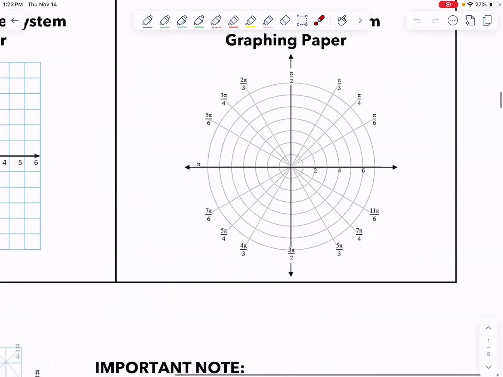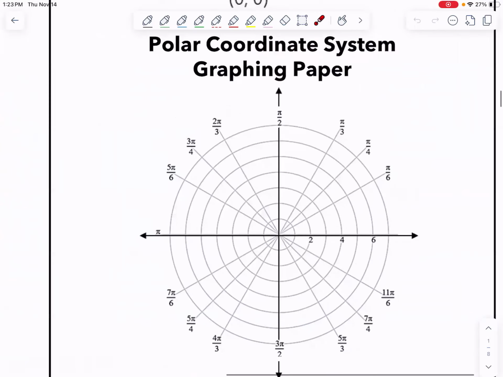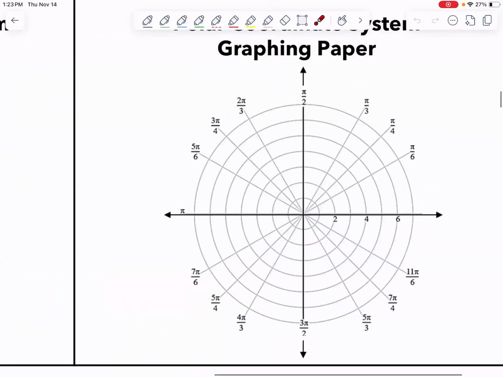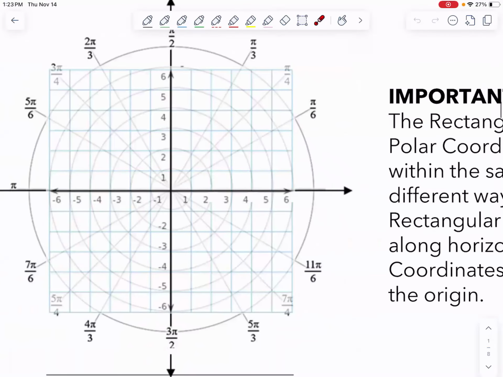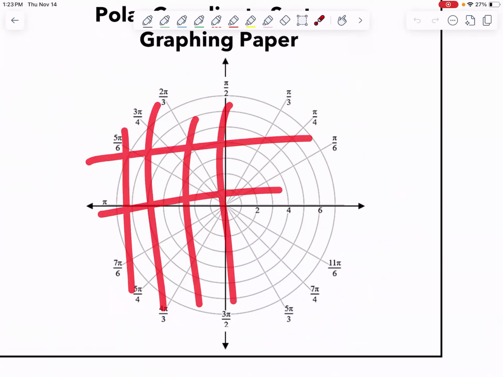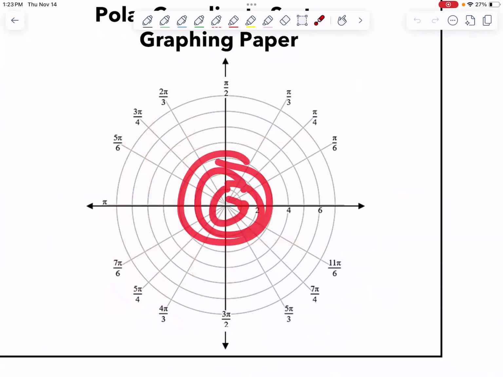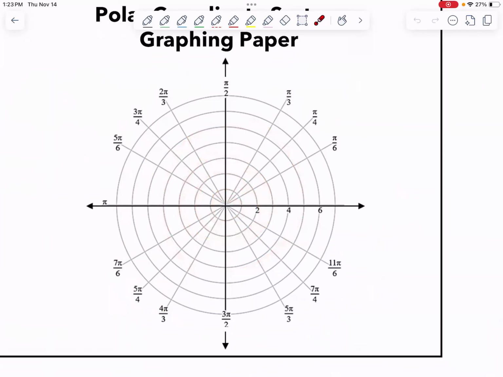And polar graphing paper looks a little bit like this, something we're not super used to. But you have the x-axis here with your 1, 2, 3, 4, 5, 6, 7, right? You can see them superimposed upon each other here. Then, instead of having it as a grid, instead of those y lines, we have circles.